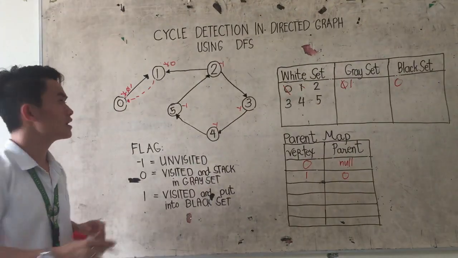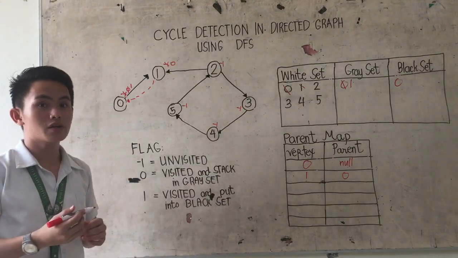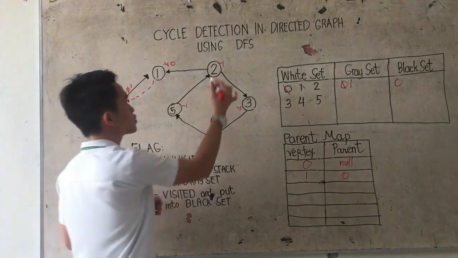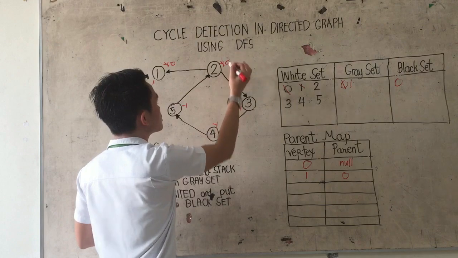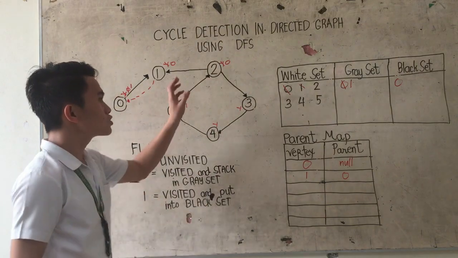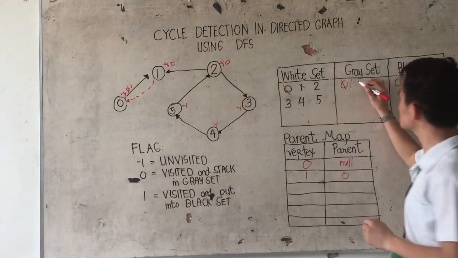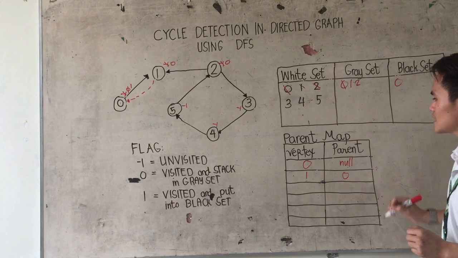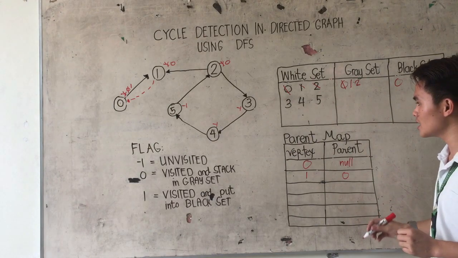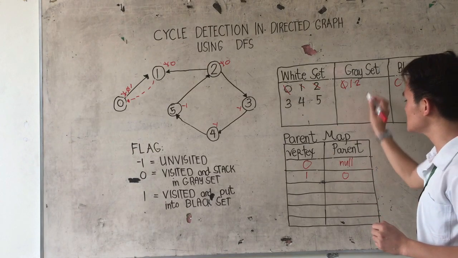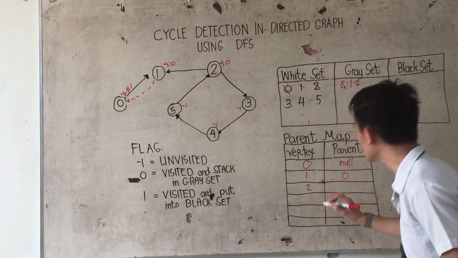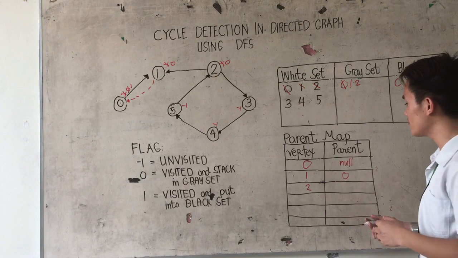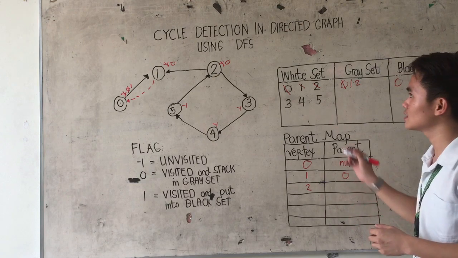After backtracking, let us choose another node. So I choose 2. Since we have visited 2, let's now change it to 0. And now 2 will be written down into the gray set and it will be popped out from the white set. And let us not forget the parent map. So the vertex is 2. And what is the parent node of 2? It is 1.